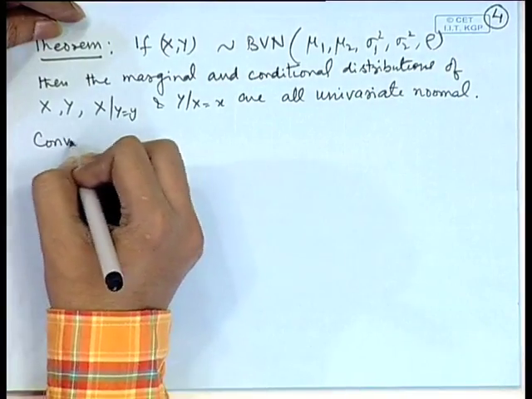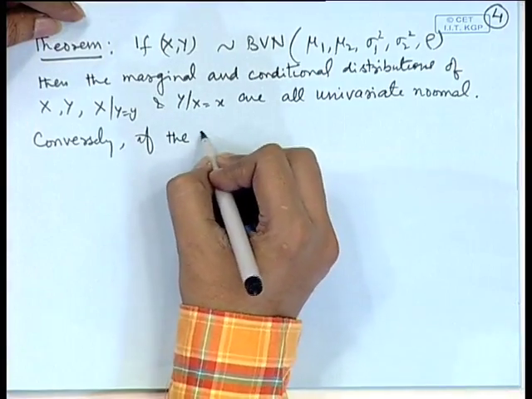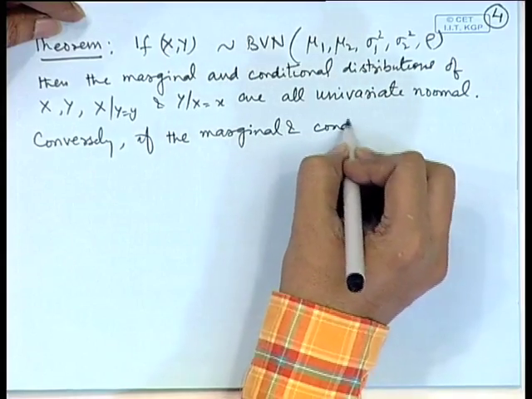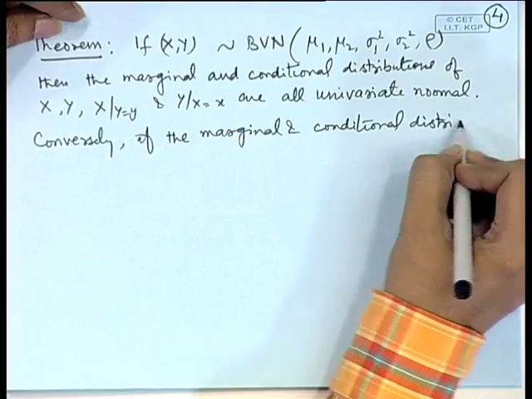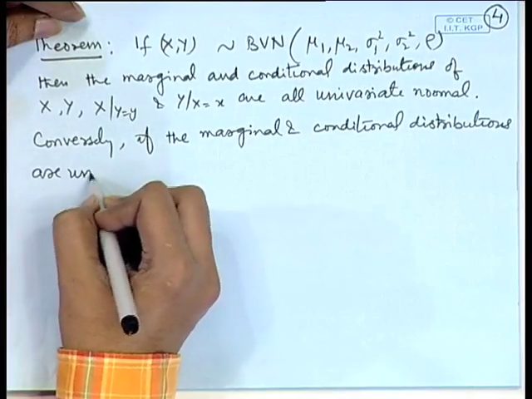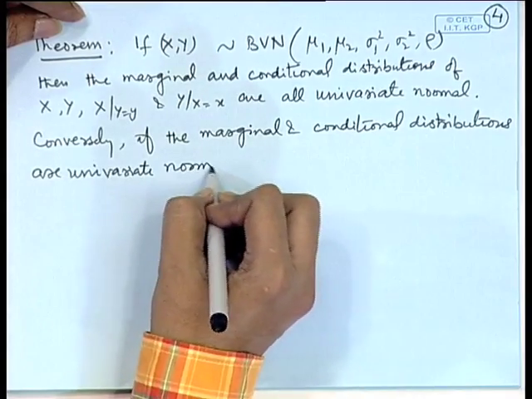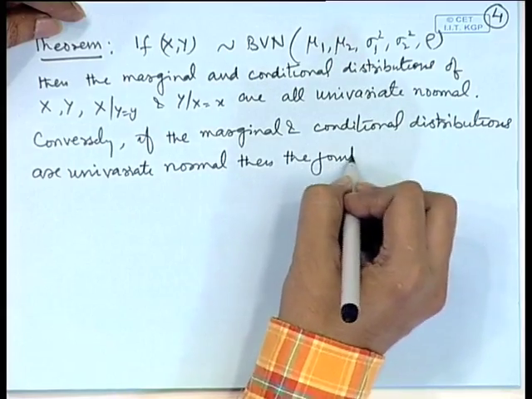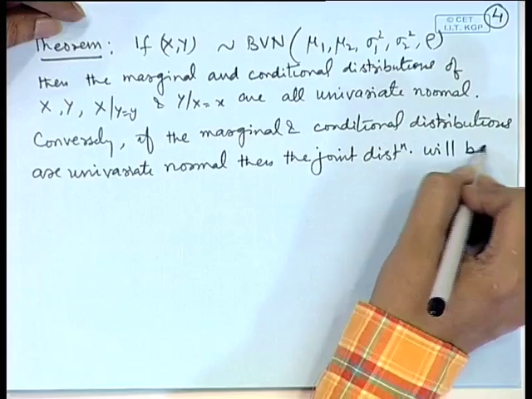Conversely, if the marginal and conditional distributions are univariate normal, then the joint distribution will be bivariate normal.